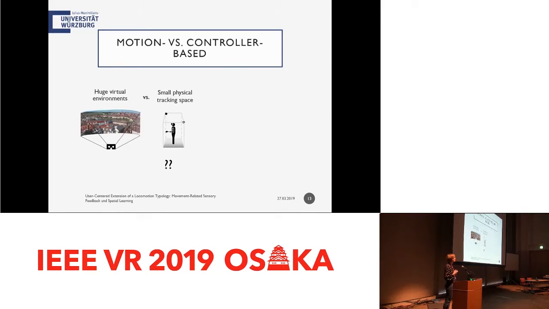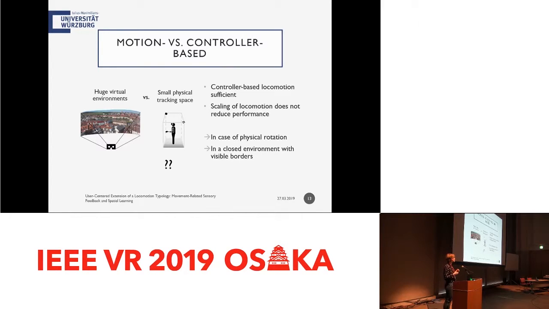When we now come back to our motivation, the overcoming of the discrepancy between the huge virtual environments and the small physical tracking spaces, we can say that the controller-based locomotion technique seems to be sufficient to get spatial awareness inside an environment, and the scaling of locomotion does not reduce the performance and seems to be also good. But we have to say that these results are limited to locomotion techniques where the rotations are physical and not only virtual, to environments that are closed and have visible borders like our house, and to rather simple tasks, as we had only 5 objects in each condition.